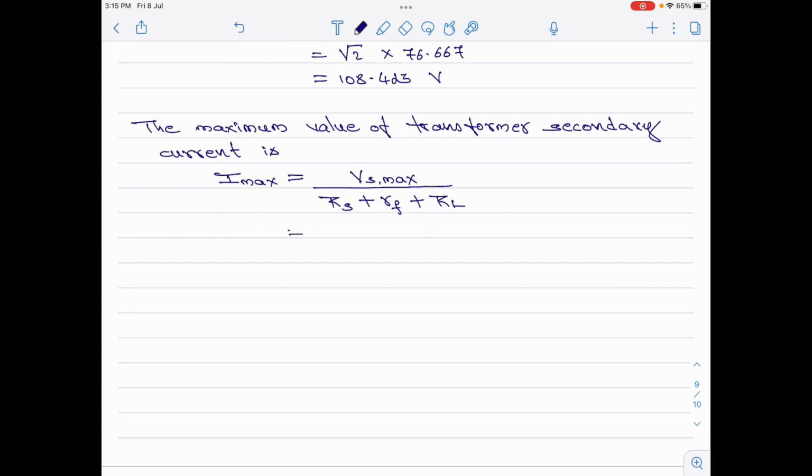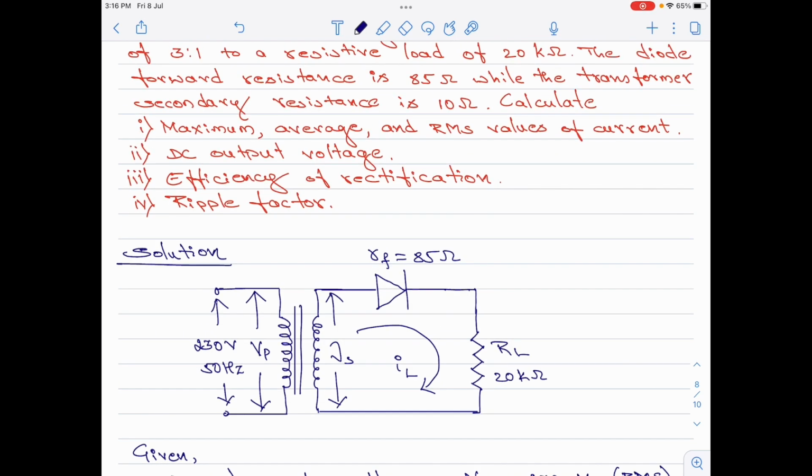Let us now substitute values into this equation. Vs max is 108.423, Rs is 10 ohms, Rf is 85 ohms, and the load resistance is 20 kilo ohms. Simplifying this, you will obtain the maximum value of the transformer secondary current as 5.39 milliamperes.